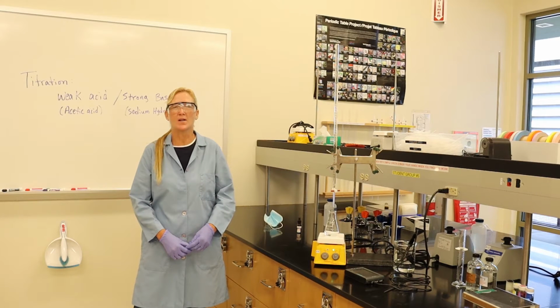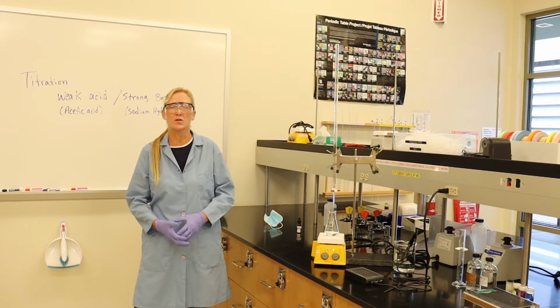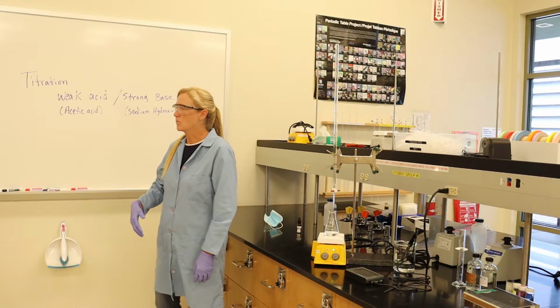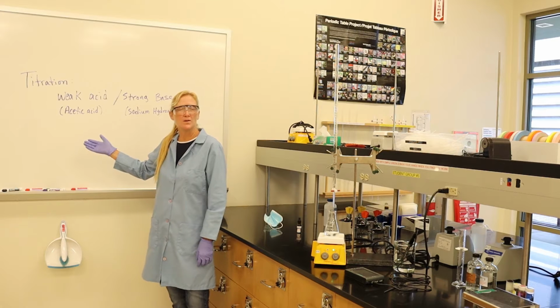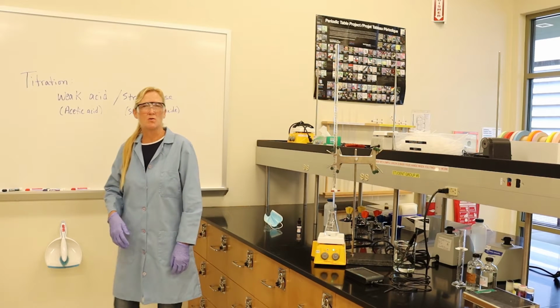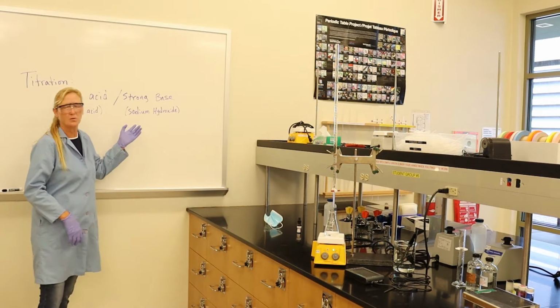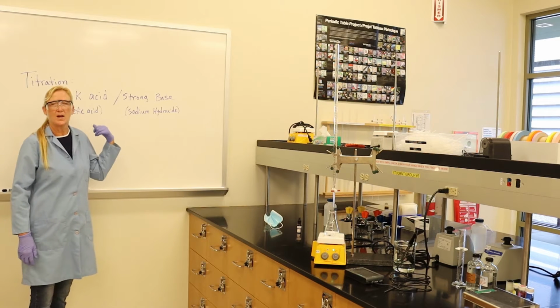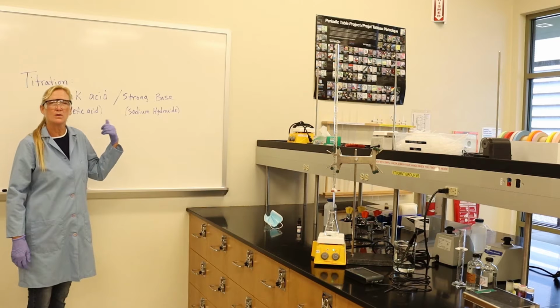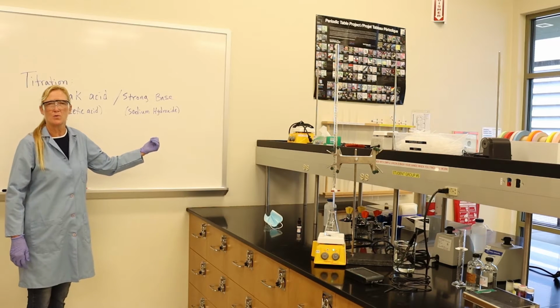Today we're going to titrate a weak acid with a strong base. The weak acid we're using is acetic acid, and we're going to use 25 milliliters of acetic acid. We're going to titrate that with our strong base, which is going to be sodium hydroxide. The acetic acid is going to be 0.1 molar, and the base is also 0.1 molar.